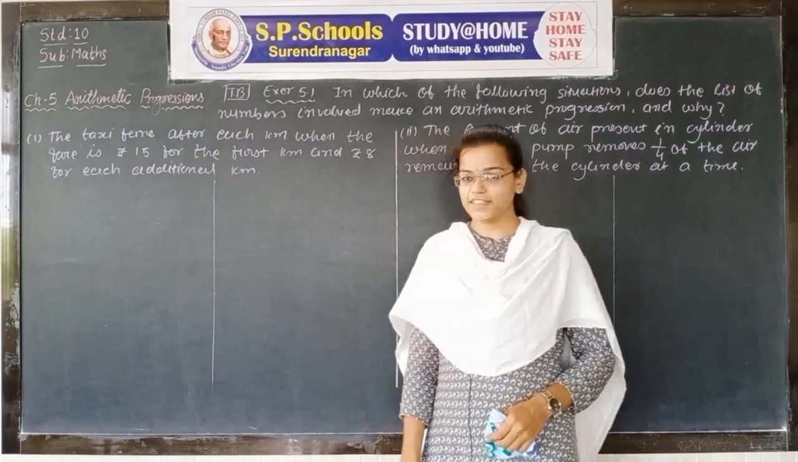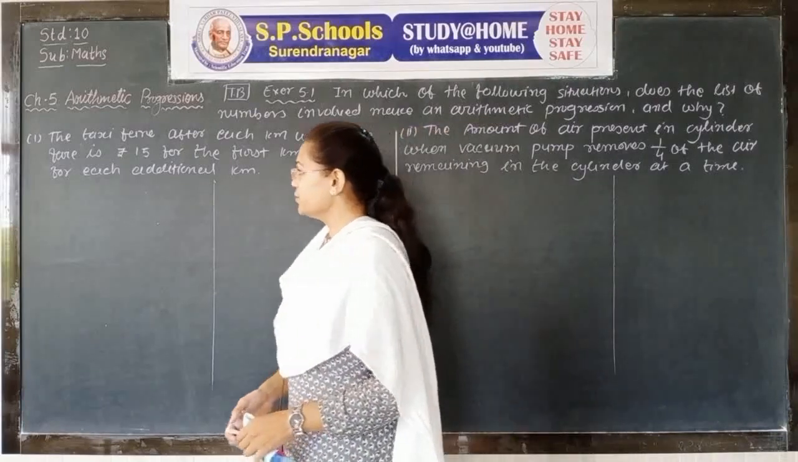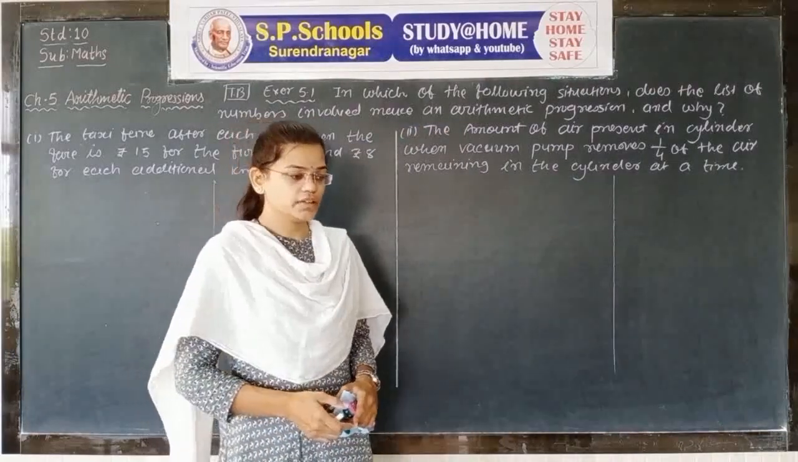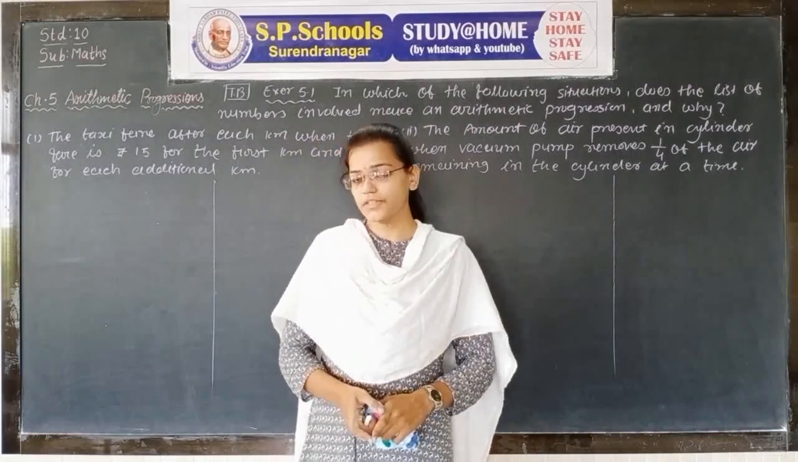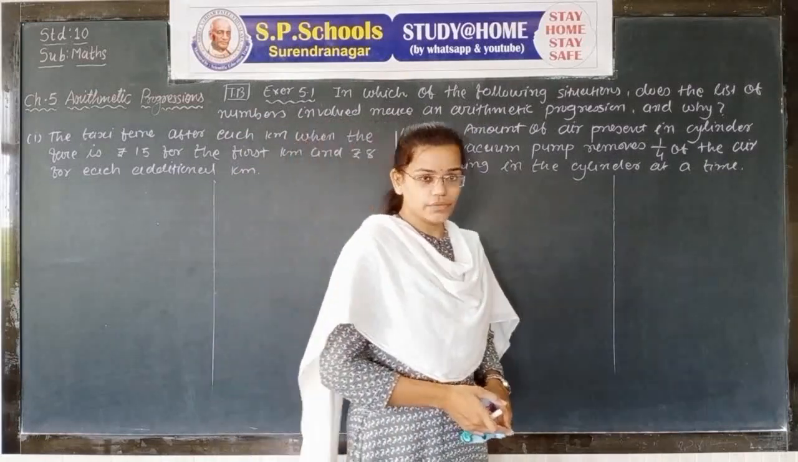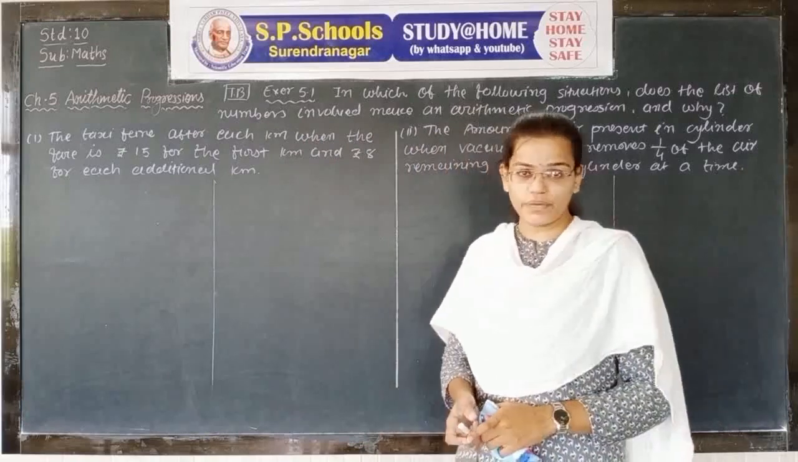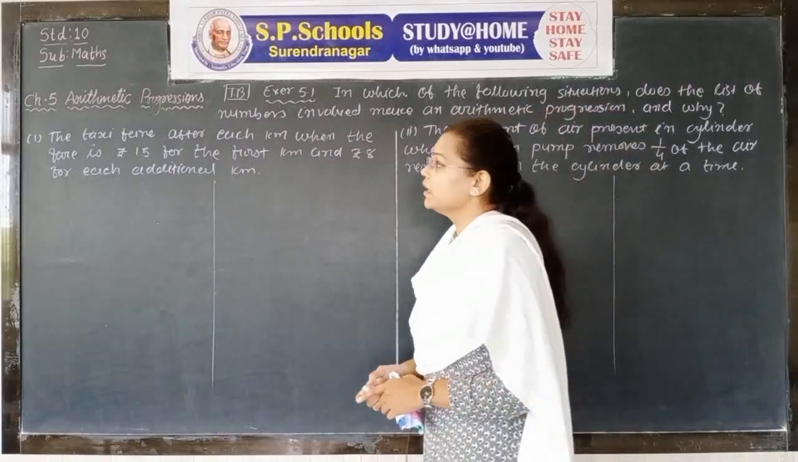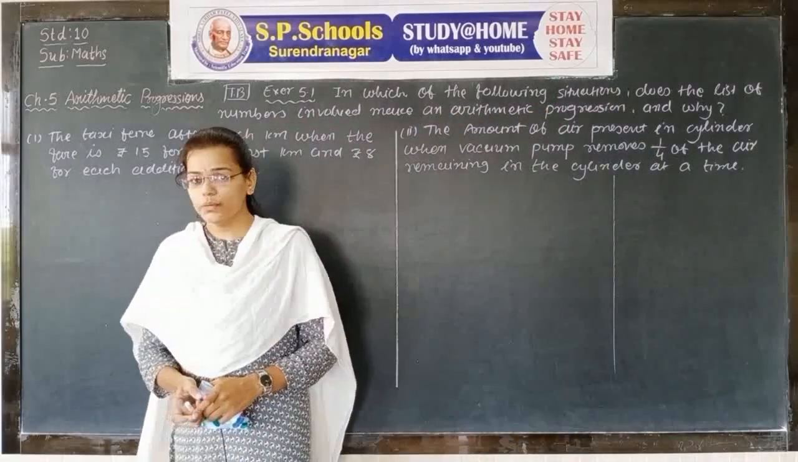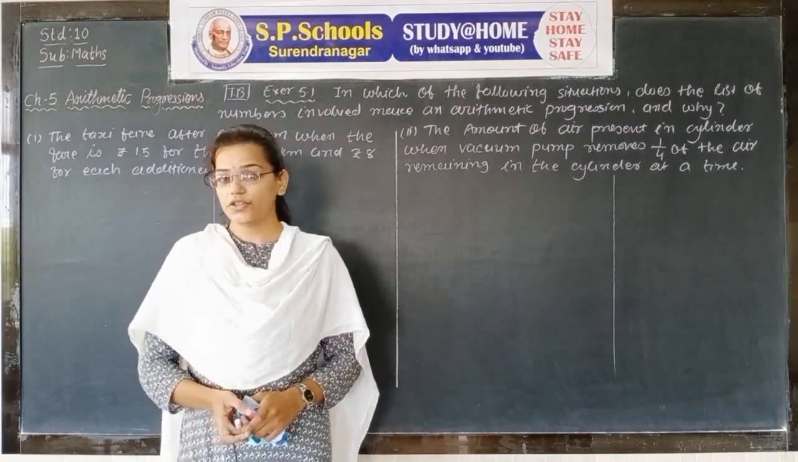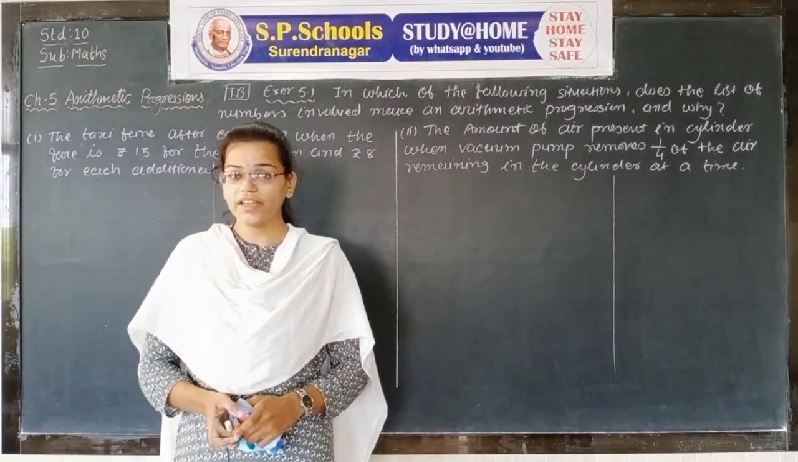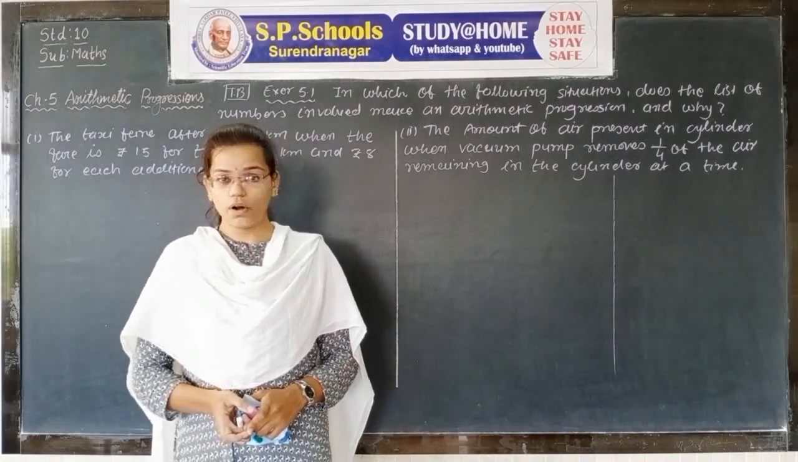Friends, let's see exercise 5.1. In exercise 5.1, the different types of numerics are available. We know what is arithmetic progression. Whenever the list of numbers is given, how to check if it forms an AP or not.